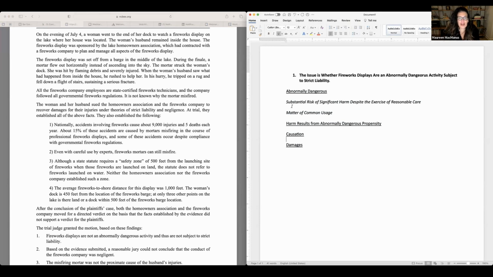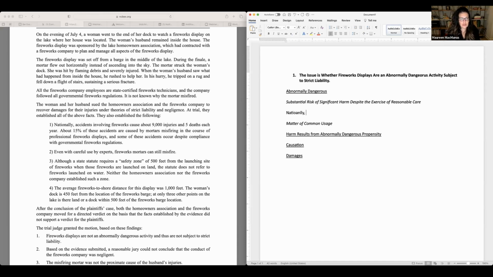So I want to put my facts in. So I'm gonna start putting in my facts here, right? Substantial risk of harm, of significant harm, despite the exercise of reasonable care. So I always start by, I don't go through the fact pattern and try to place facts. I start with my headings and try to put the facts in the relevant place. And notice I'm not typing in rules. I'm not doing my analysis yet. I'm just putting in the facts.